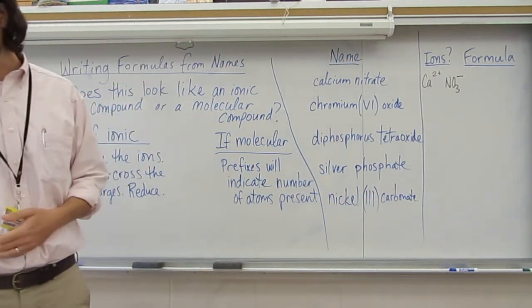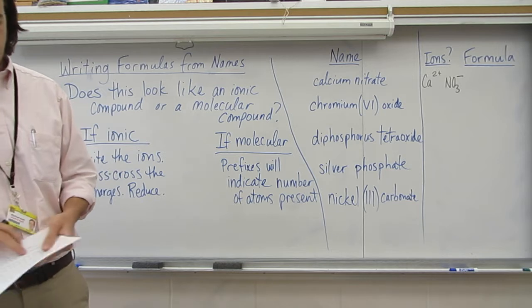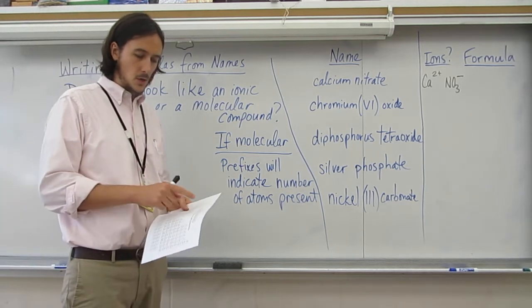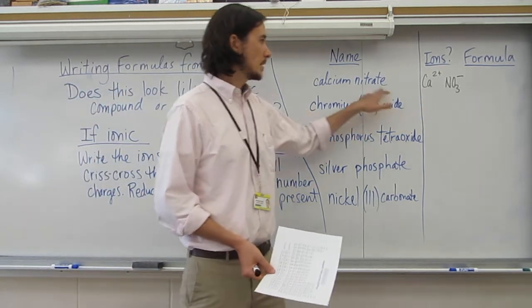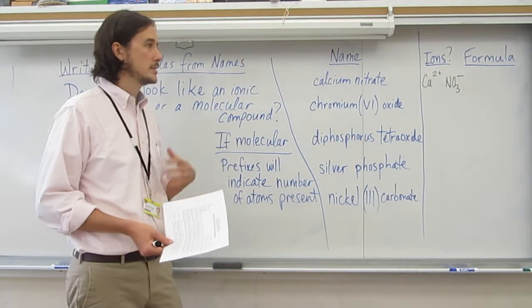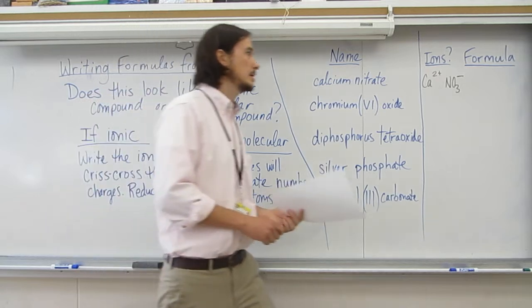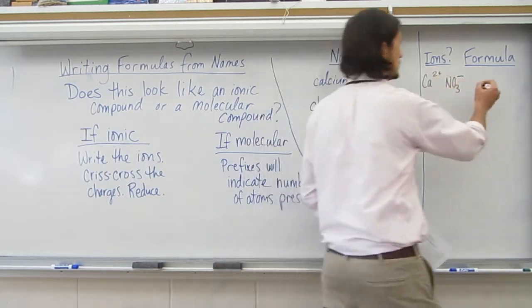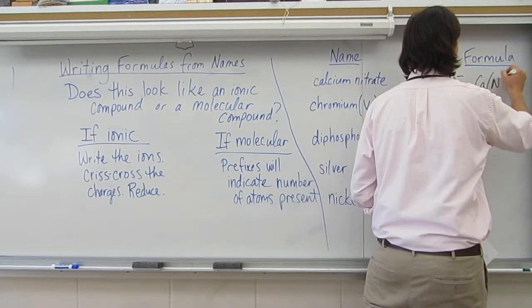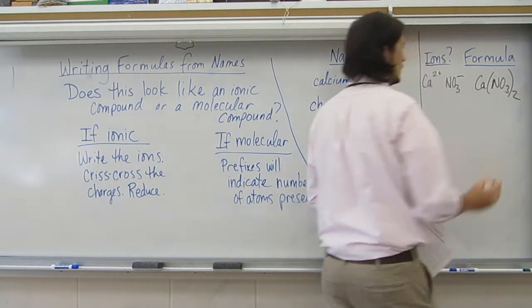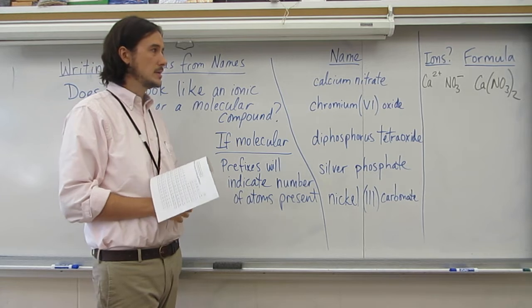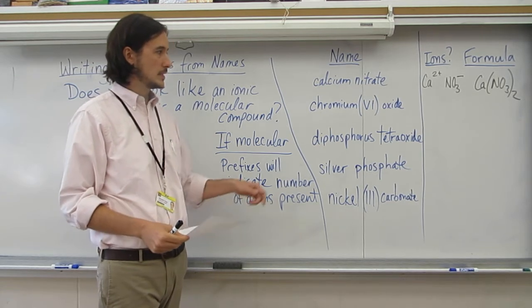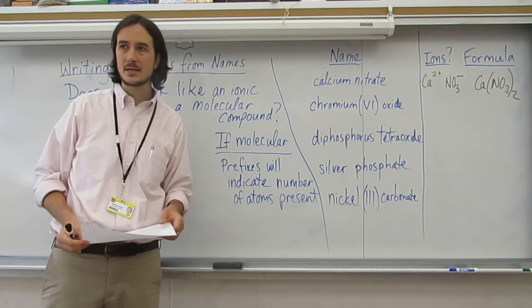Calcium, you look on the periodic table. You'll find calcium's in group 2, so calcium is going to form a +2 ion. And you write that. Nitrate, you're going to have that memorized, and that's NO3 minus. And then you crisscross, and you get calcium with a 2 outside the parentheses of nitrate, of the NO3. Be careful with that.